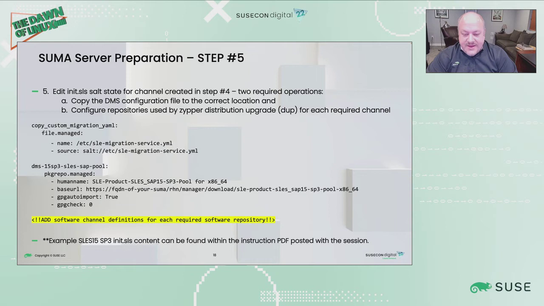We also have the package repo.managed salt state that will create repositories on the instance as part of the salt state outside of SUSE Manager's control, and these will be referenced by zypper dup as part of the upgrade process. You do need to have an entry for each channel required to facilitate the upgrade. And again, an example init.sls will be found in the instruction PDF.